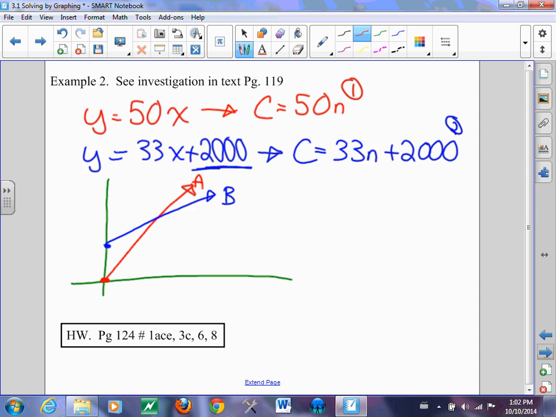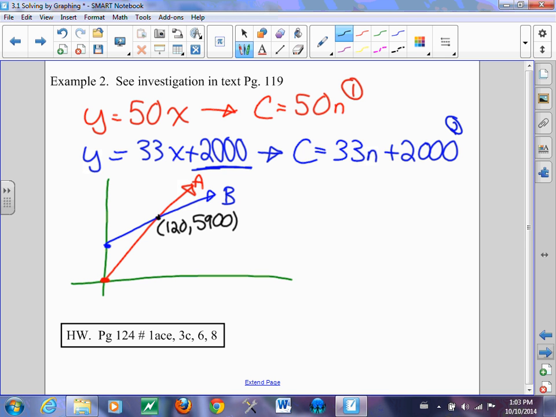Okay, and you'll notice, folks, that on the graph at the top of page 121, there is a spot where it intersects, and it says 120 comma 5,900. Okay, that's the point of intersection. What does that mean? If we're planning a party and 120 people come, both hall A and B will charge $5,900.